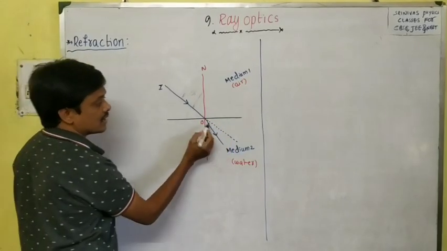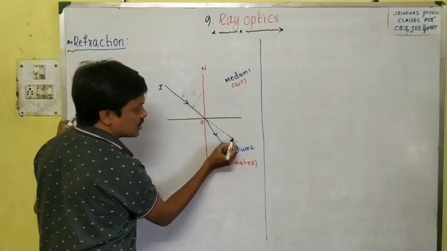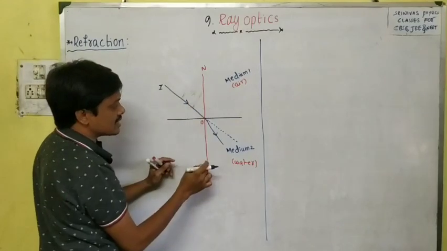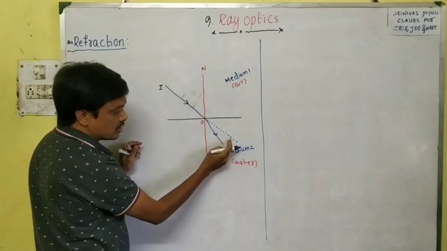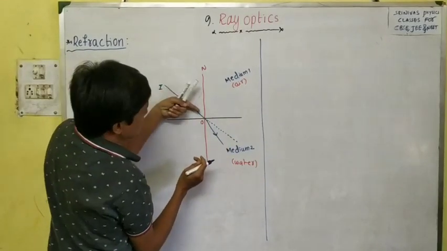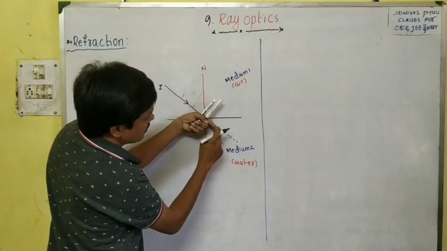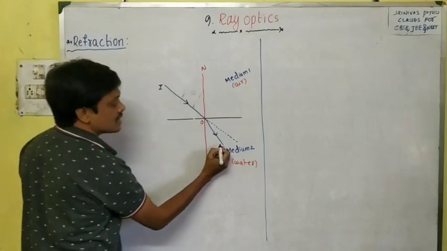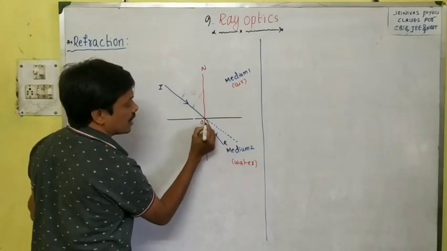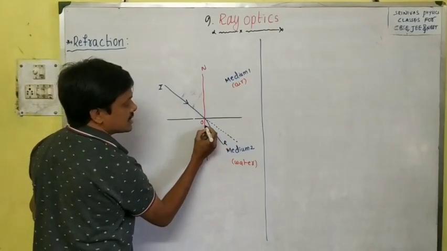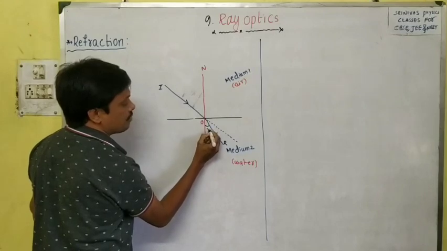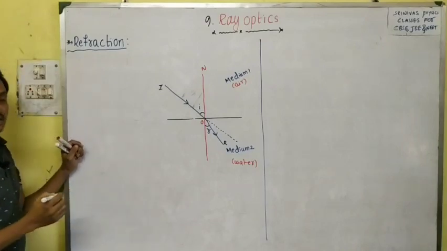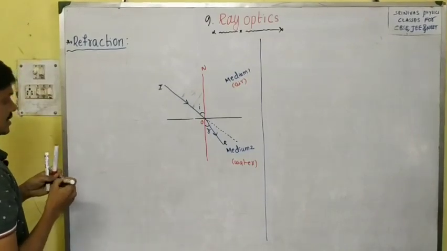For example, here this is the original path and now it bends towards the normal. This red line is the normal. Look here, this is the original path and it bends like this. This side it is bending towards the normal, and this is called the refracted light ray. OR is the refracted light ray, this angle is called the angle of refraction, and this angle is called the angle of incidence. From the figure we write some data.